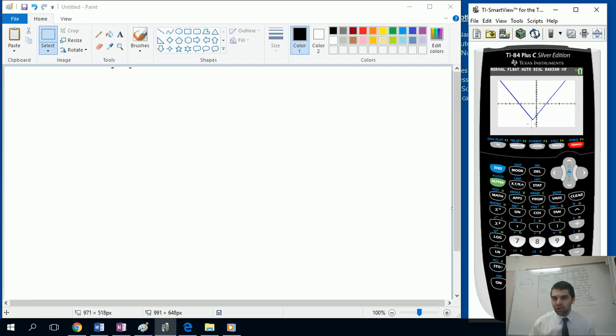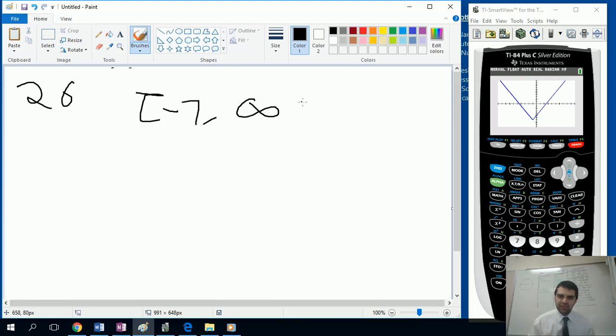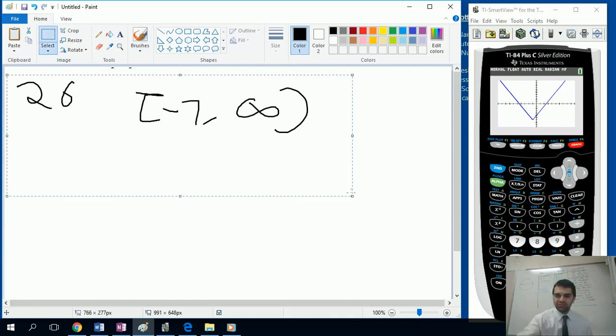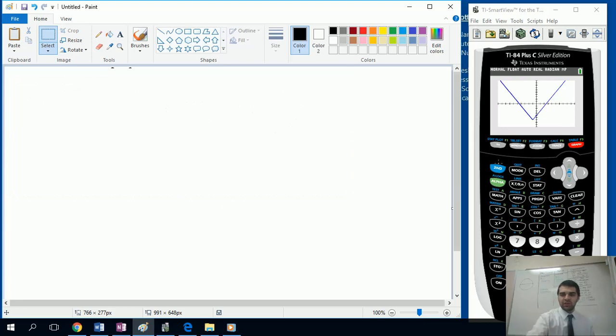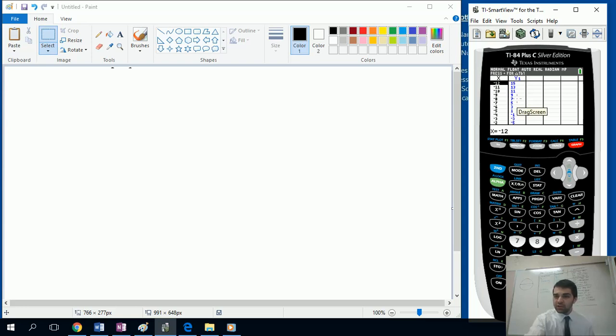Here, our lowest y value is negative 7, and it goes up into infinity. So our range for 2b, looking at the calculator, is going to be from negative 7 inclusive to infinity. Lowest value is negative 7, highest value is infinity. You can look at the tables if you want to. Lowest value is negative 7.